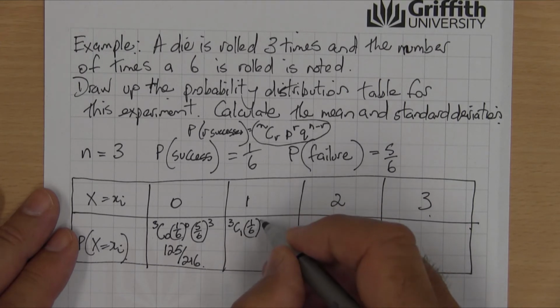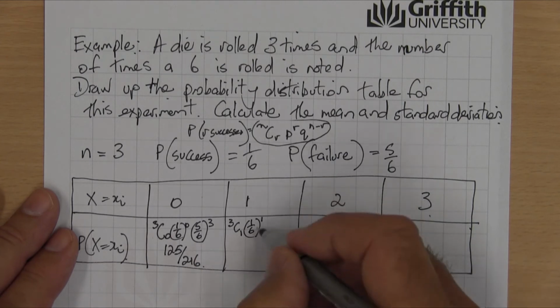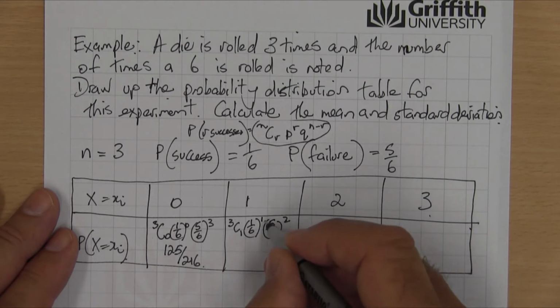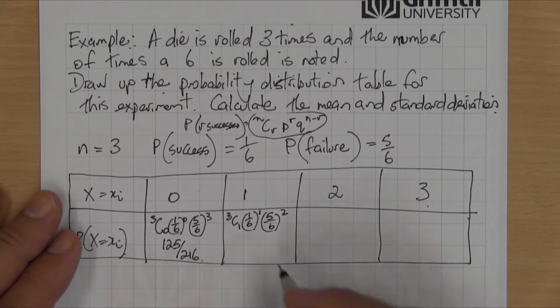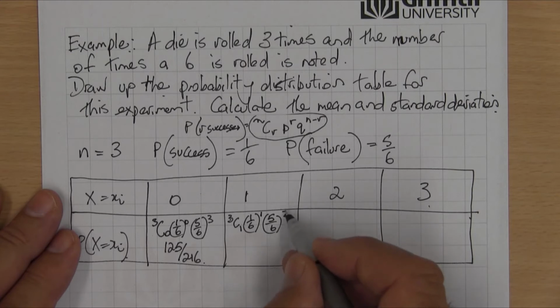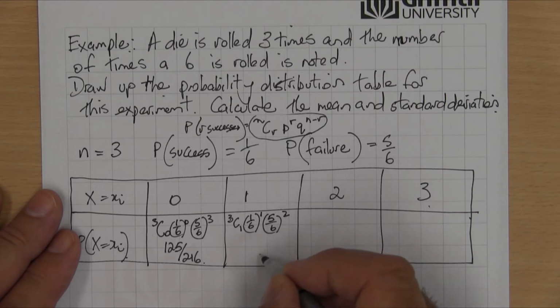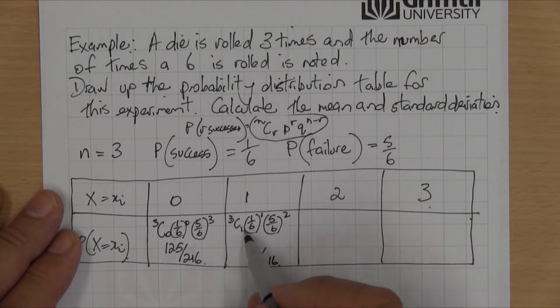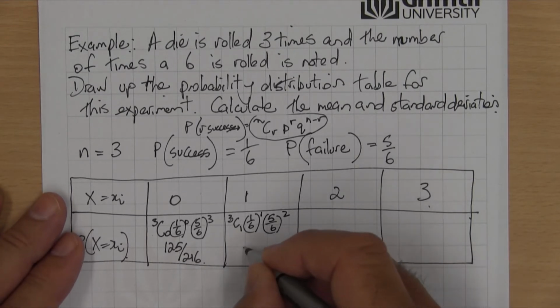Okay, 1 success will be 3C1. 1/6 is the probability of 1 success, so we've got 1/6 to the power 1, and if these are going up by a power, the 5/6 are going down by a power, because this number plus this number must equal that number. So 3C1 is 3, so it'll be 3 times, now this is 6 to the power 2 and this is 6 to the power 1, so that's all 6 to the power 3, so they're all going to be over 6 to the power 3, which is 216. 3C1 is 3 times 5 squared, which is 25, so 3 times 25 is 75.